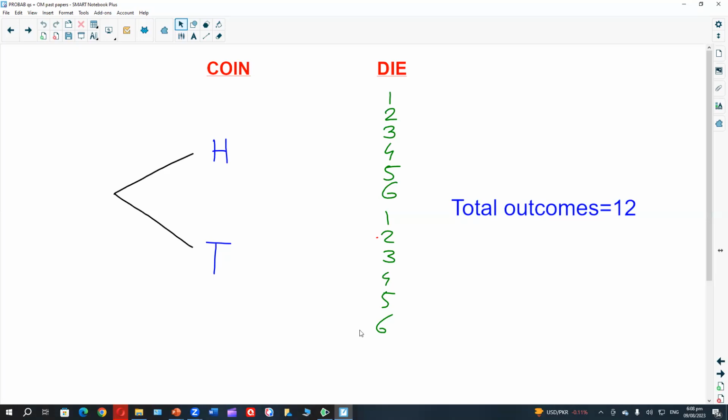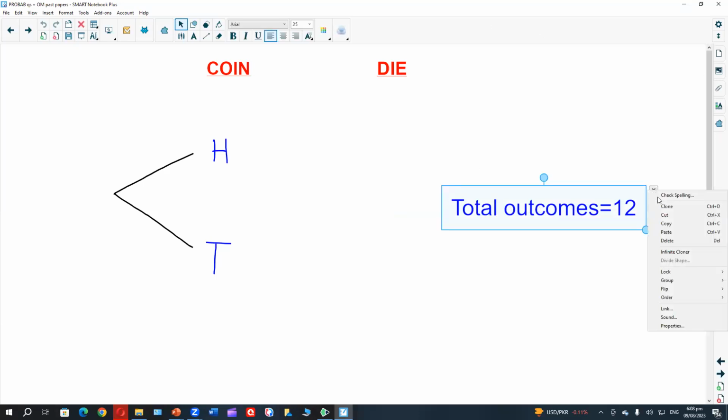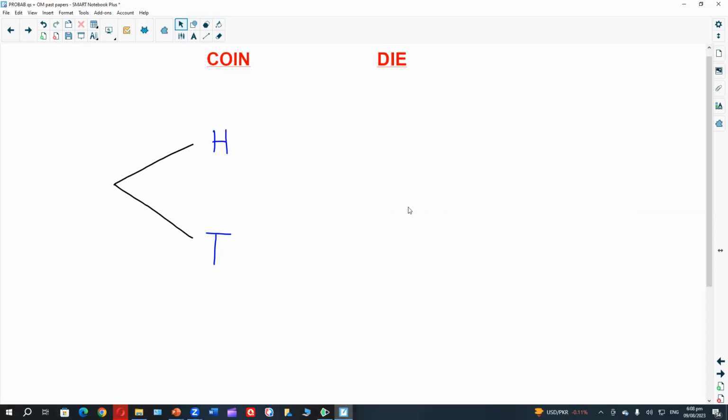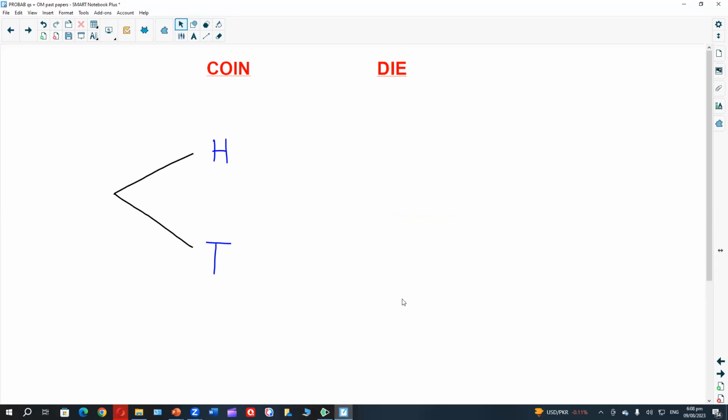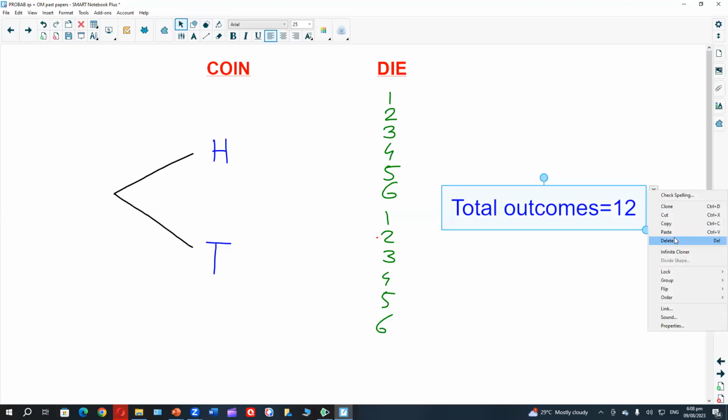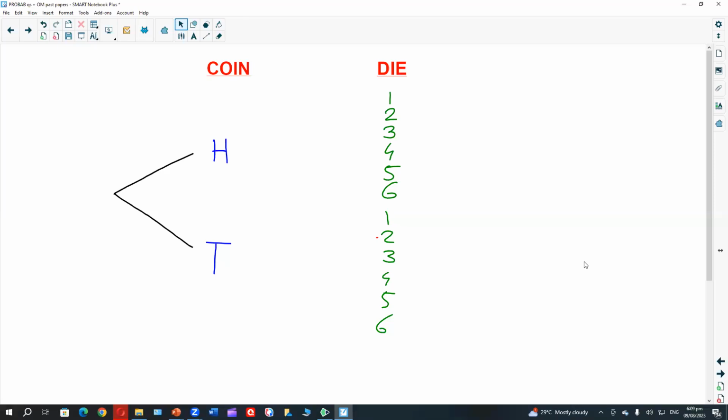So this is called a tree diagram. You first write the first event. Head and tail are the two options. And then if you look at the die, you can see the die has 6 outcomes. So 6 outcomes with head and 6 outcomes with the tail. This is a type of repetition.